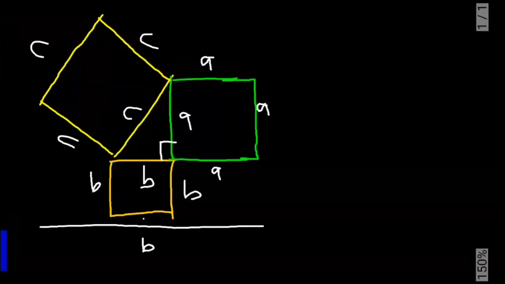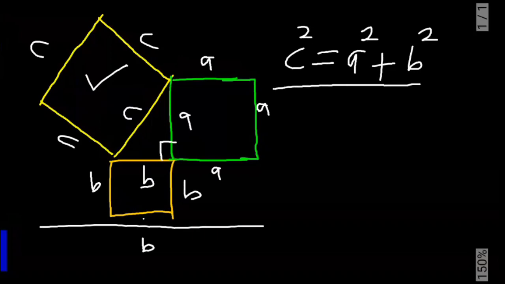This square having side C is the one having the longest side, which is the hypotenuse side. So its area, C square, is equal to the area of the other two squares. The area of the square having side A is A square, and the area of the square having side B is B square. So this is the Pythagorean theorem, proposed by Pythagoras.